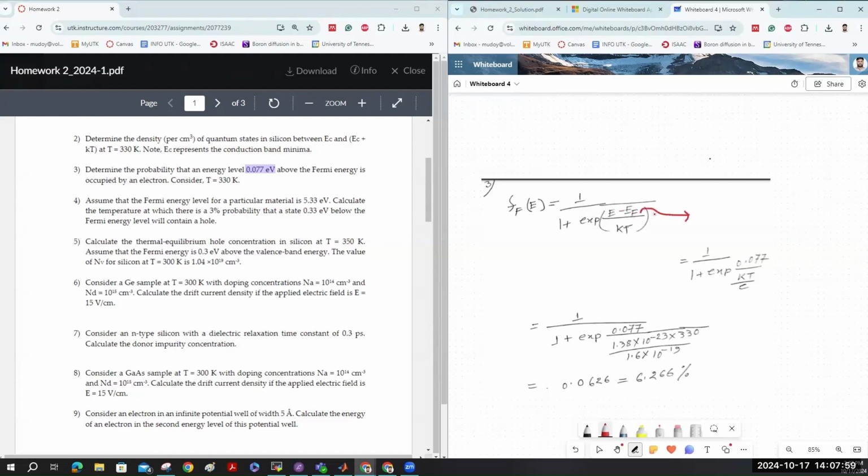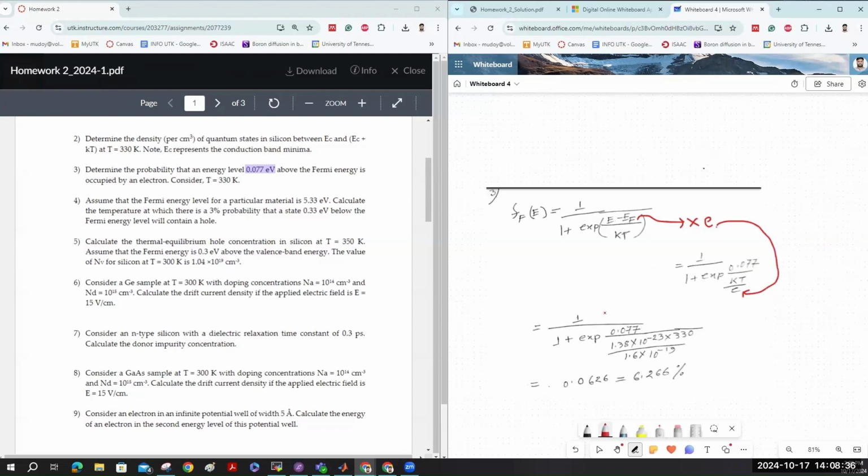To convert this to SI unit, definitely electron volt is not an SI unit for energy. To convert it to joule, you need to multiply this with e, right? To simplify this, we actually transfer this e to the bottom of kT, which is exactly the same. That's how you can ease your calculation, or you can just keep the e here. After inserting these values, you'll get this result: 0.0626. To convert this to percentage, you just multiply it by 100.